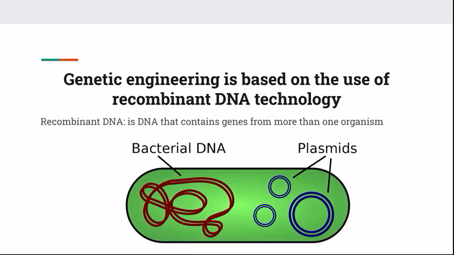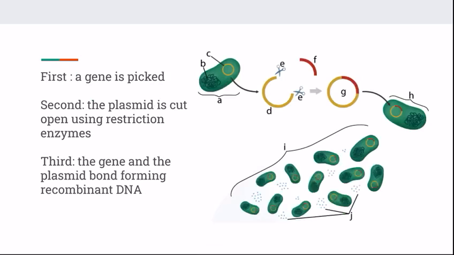One reason is because they contain plasmids, which are closed loops of DNA that are separate from bacterial chromosomes and replicate on their own within the cell. So how does the process happen?